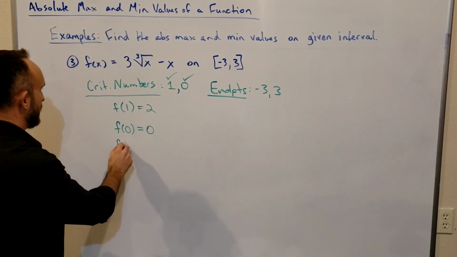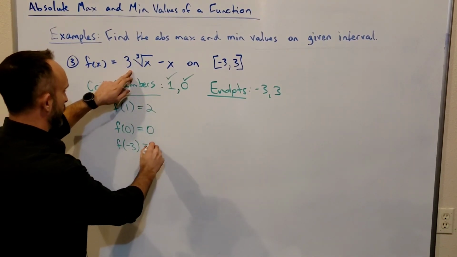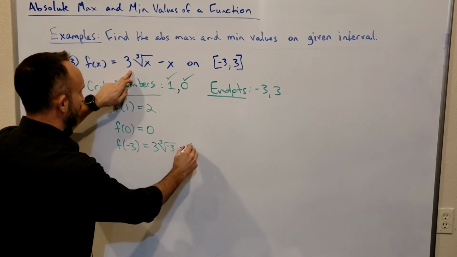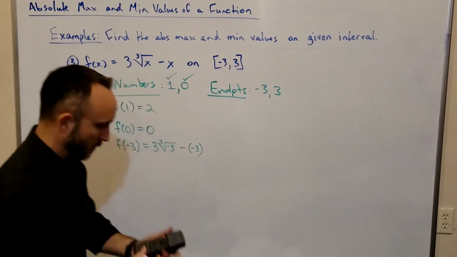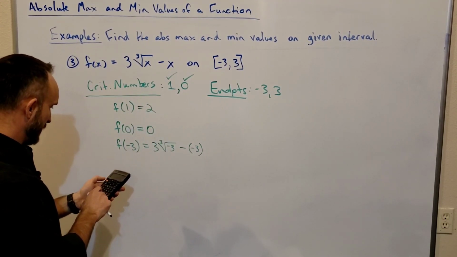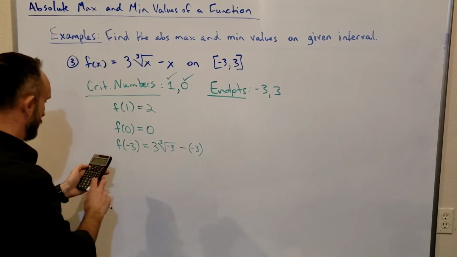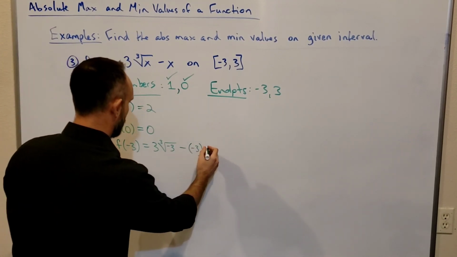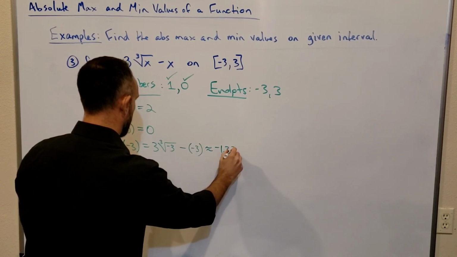So let's find f of -3. So I need 3 times the cube root of -3 minus -3. Let's go ahead and type that in and see what we get. 3 times the cube root of -3 plus 3. And that is about -1.33, okay?